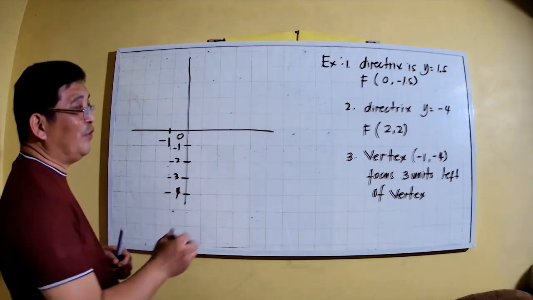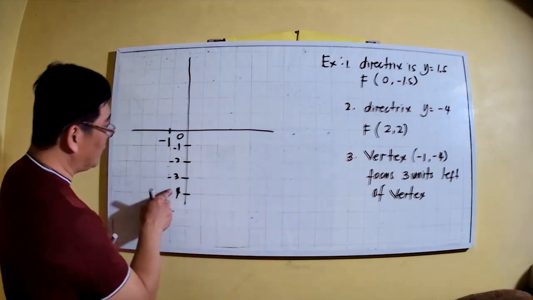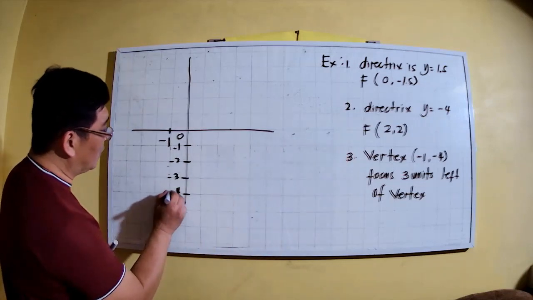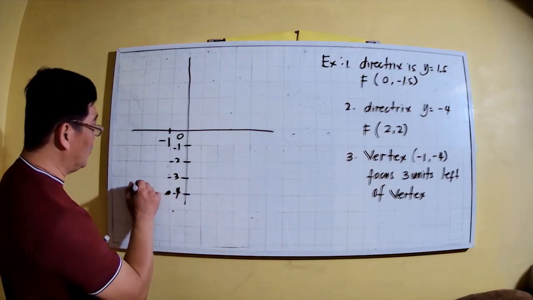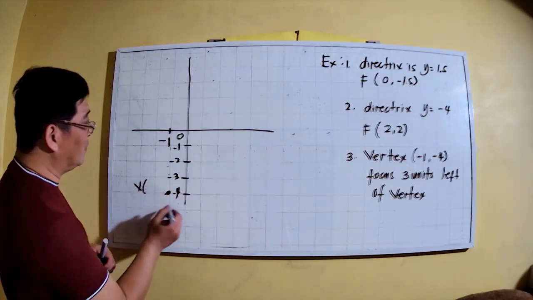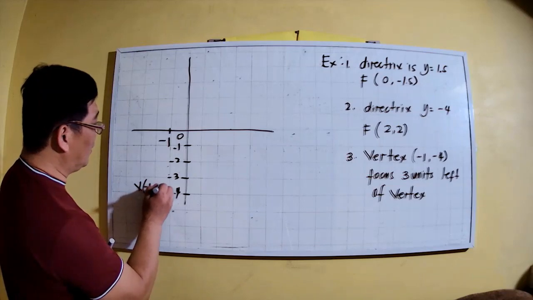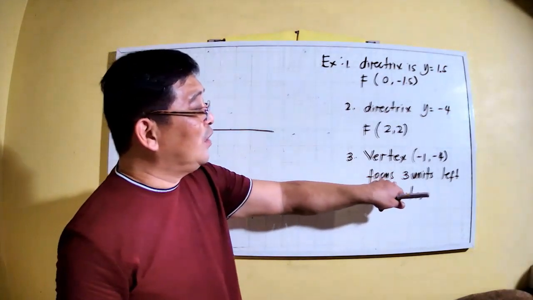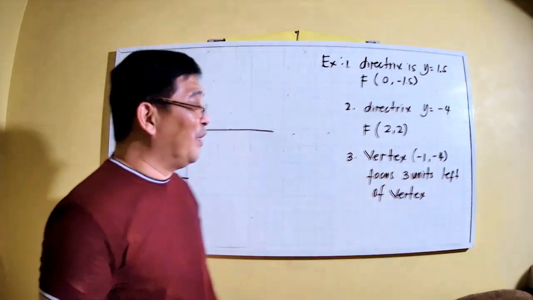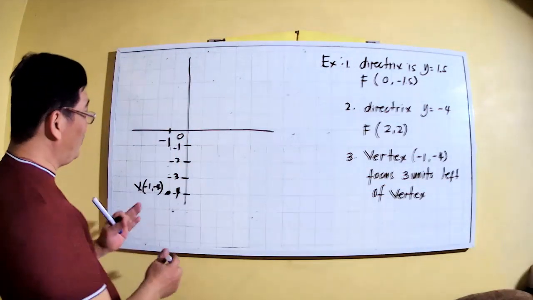So, pag kinonect natin yung -1, -4, dito siya pupunta. So, yun yung pinaka-vertex natin. So, yung vertex is at -1, -4. Ano ba yung given? The given is the focus, 3 units left of vertex.